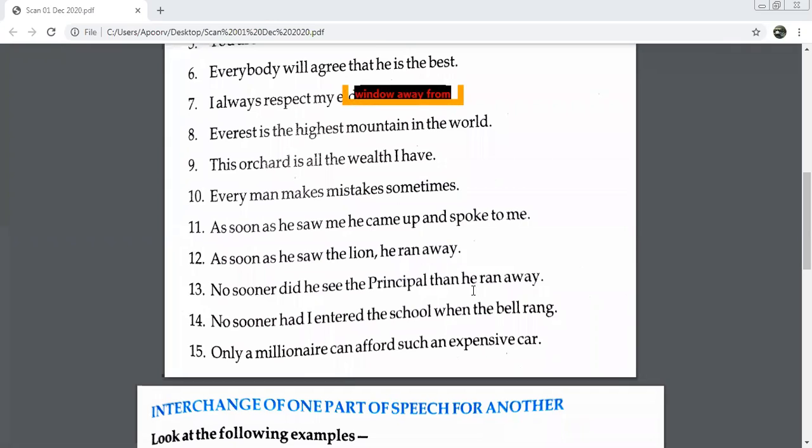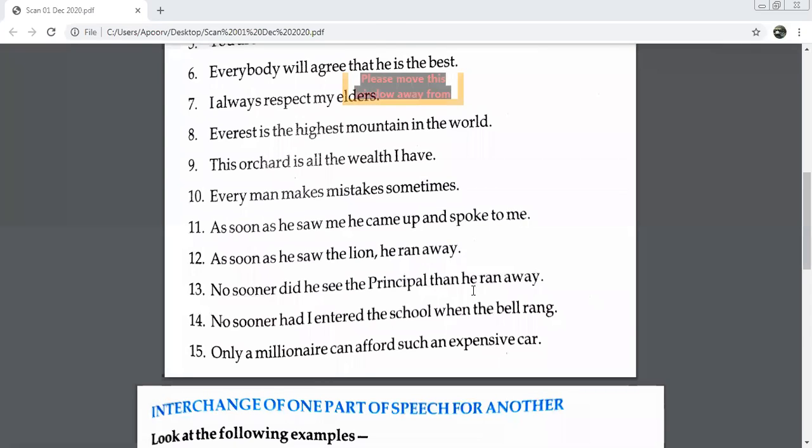We'll see the instructions once again after we do this, beta. Tell me. Not everyone can afford such an expensive car. Yes, not everyone can afford such an expensive car. Not everyone can afford means only who can afford? A millionaire can afford. So, yes, beta, not everyone can afford such an expensive car. We don't have to change the meaning of the sentence, Devansh.